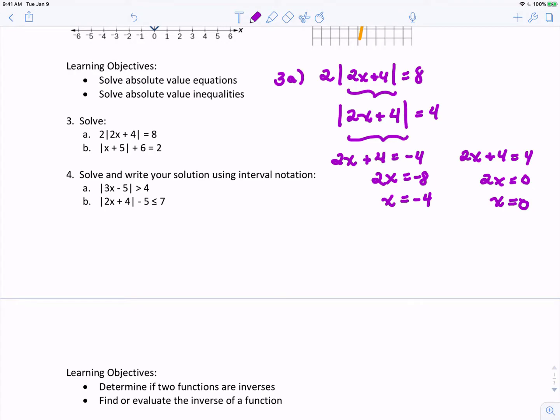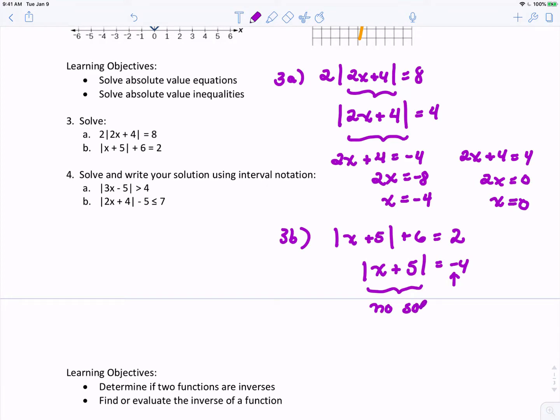For b, we're going to start by getting the absolute value sign by itself. And to do that, we're going to start by subtracting 6 from both sides. That tells us that the absolute value of x plus 5 is equal to negative 4. But if we think about the definition of absolute value, we know that absolute value cannot be negative. So this equation has no solution.